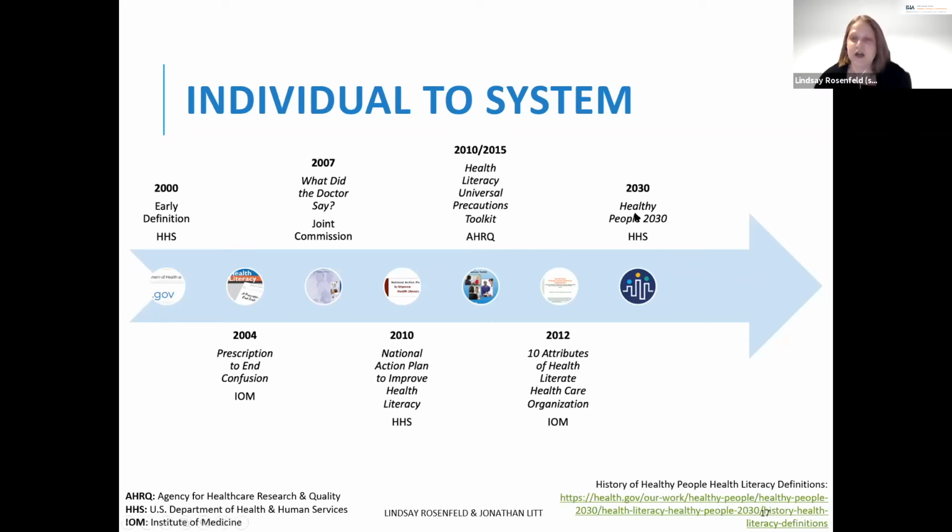Most recently, we have Healthy People 2030, and certainly there were earlier Healthy People definitions of health literacy, but this most recent Healthy People defines health literacy as personal health literacy, which is more individual skills, and organizational health literacy, which is again the idea that there can be health literacy of an organization.